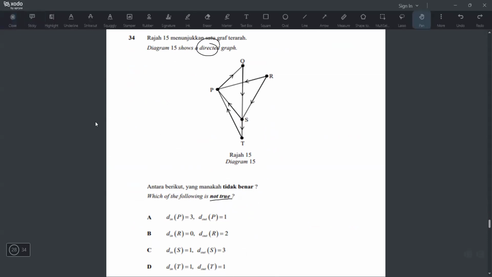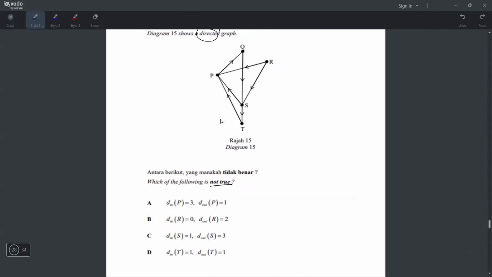Okay, so I think I will straight away look at the answers and see which one is true, which one is not true. They say D in T is 3, D out T is 1. So I think I have to look at T and check whether the degree going in and degree going out are 3 and 1. Degree means the number of edges connected to that vertex. But since this is a directed graph, some lines will go in, some lines will go out. So we have to check the direction also.